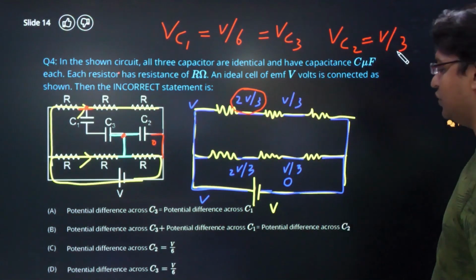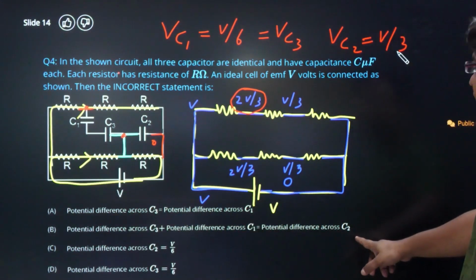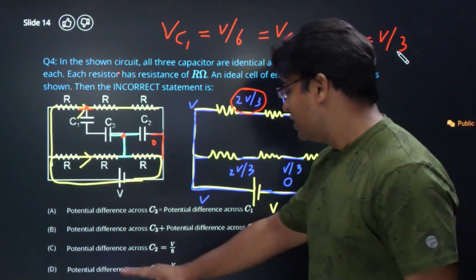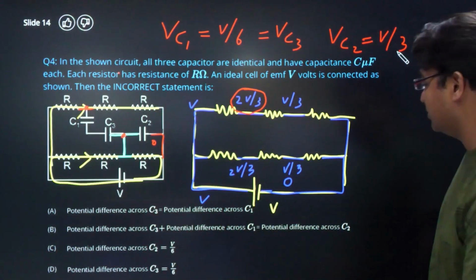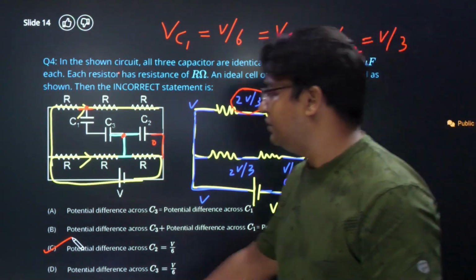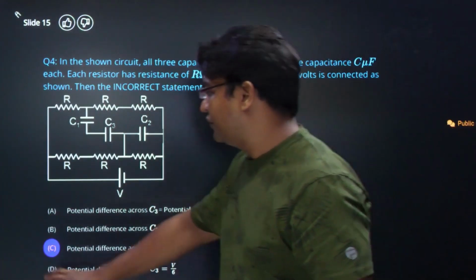Now we can check any of the options. So potential difference across C3 plus potential difference across C1 is equal to potential across C2. This is correct and therefore it will not be the answer. We are looking for the incorrect option. Potential difference across C2 is V by 6. So this is the incorrect one. So this has to be the answer. So option C will be the answer to this question as we can see here. Alright, so that is question number 4 for you.